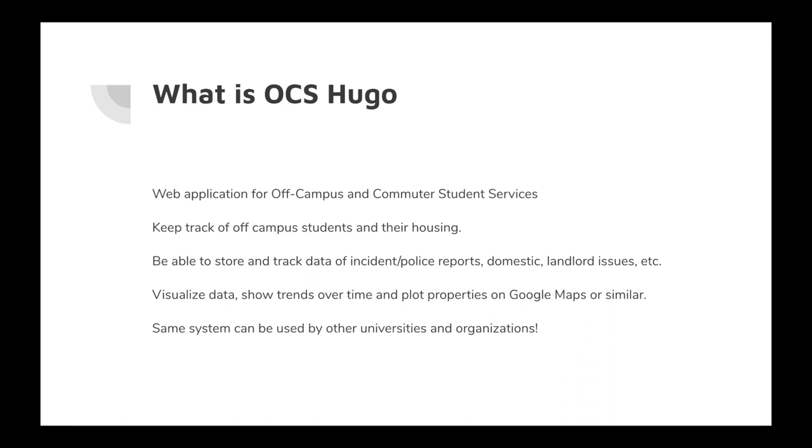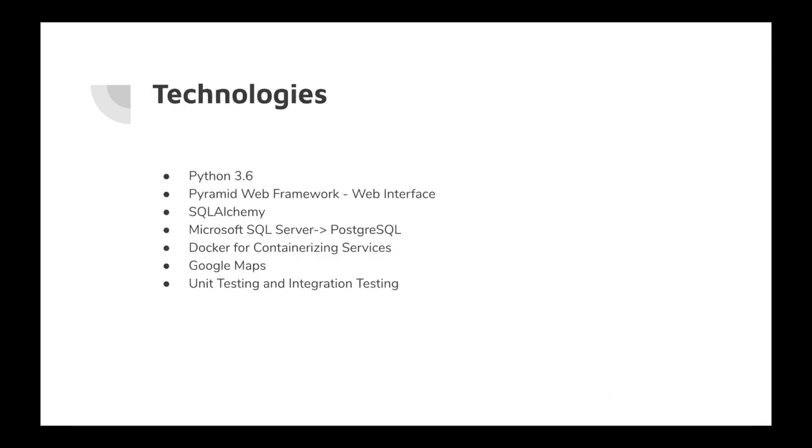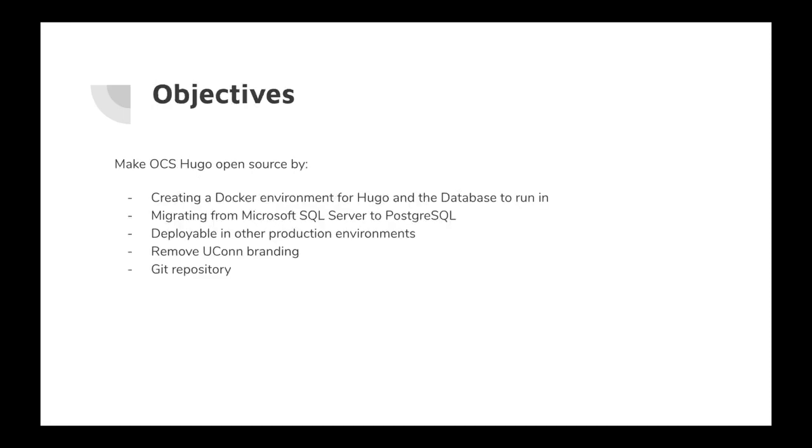The technologies used to build OCS Hugo are as follows: Python 3.6, Pyramid Web Framework to make the web interface, SQL Alchemy to map objects in Python to items in the database by relation mapping, migration from Microsoft SQL Server to Postgres, Docker for containerization, Google Maps to show properties on a filterable map, and unit/integration testing.